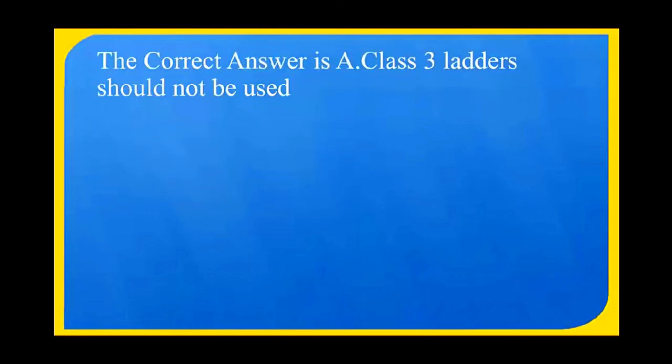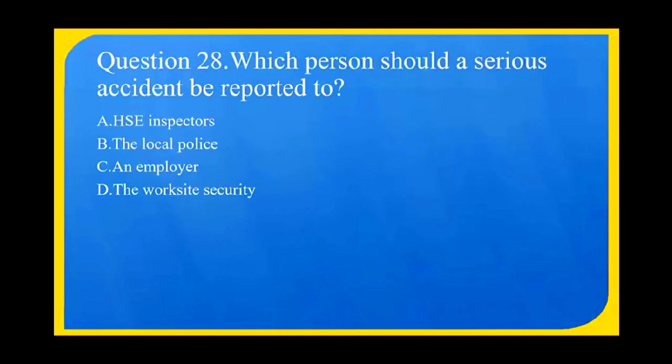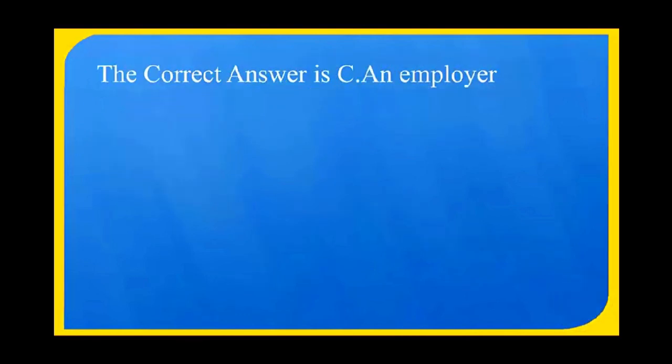Question 28. Which person should a serious accident be reported to? A. HSE inspectors. B. The local police. C. An employer. D. The worksite security. The correct answer is C. An employer.